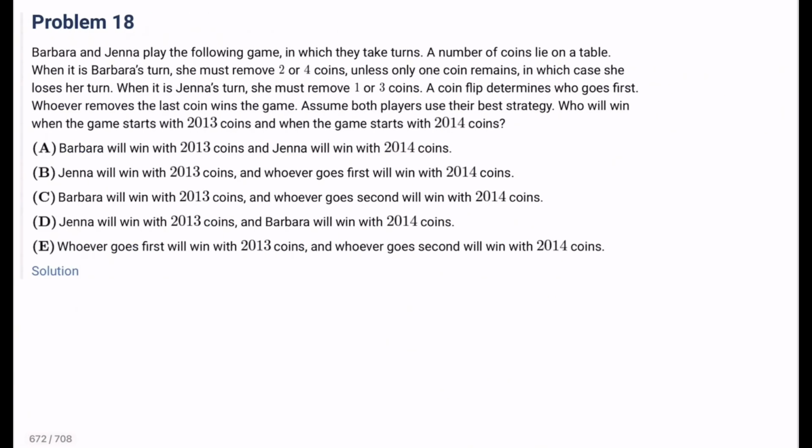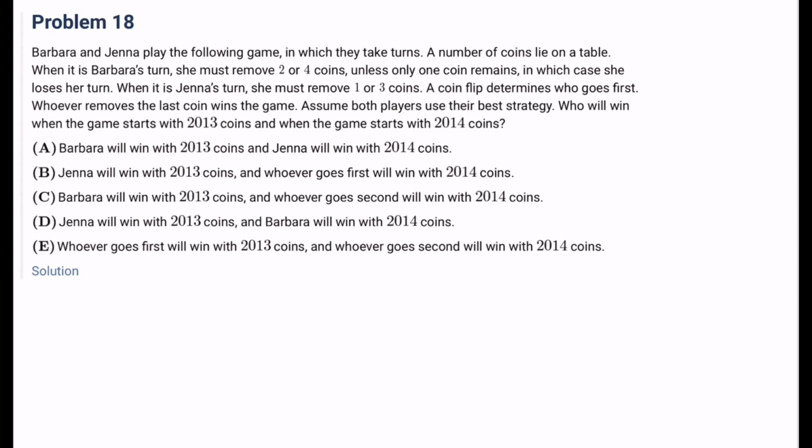Number 18. Barbara and Jenna play the following game in which they take turns. A number of coins lie on a table. When it's Barbara's turn, she must remove 2 or 4 coins unless only 1 coin remains, in which case she loses her turn. When it's Jenna's turn, she must remove 1 or 3 coins. A coin flip determines who goes first. Whoever removes the last coin wins the game. Assume both players use their best strategy. Who will win when the game starts with 2013 coins and when the game starts with 2014 coins?